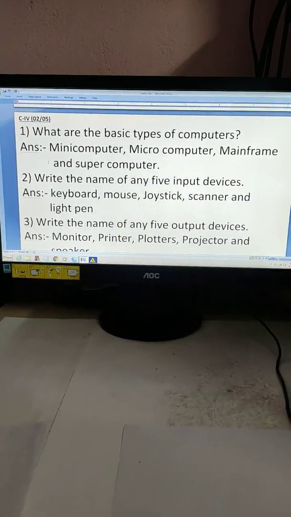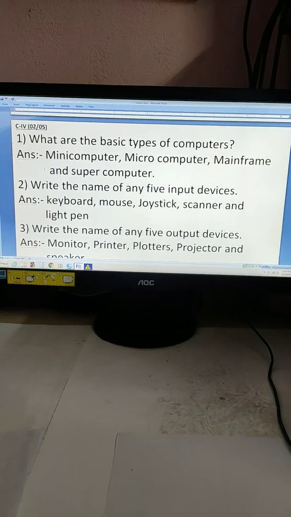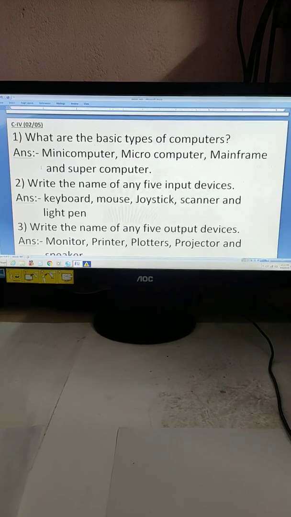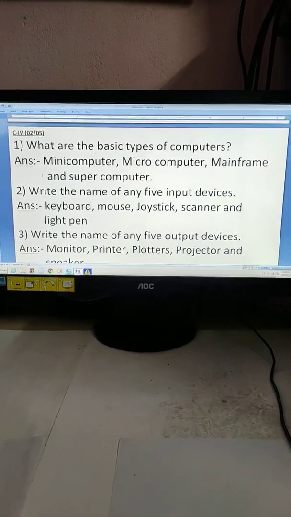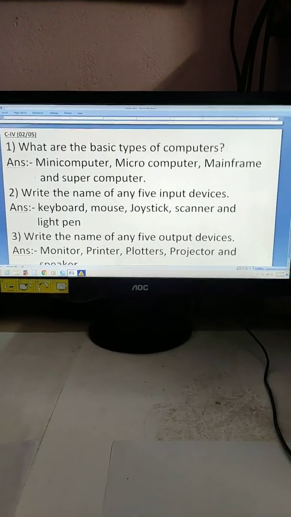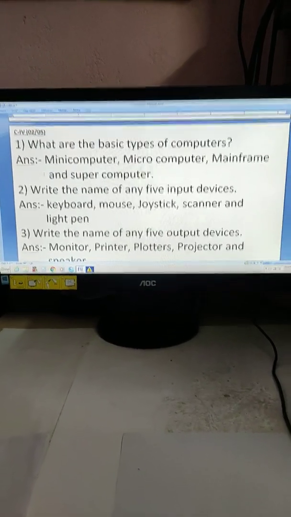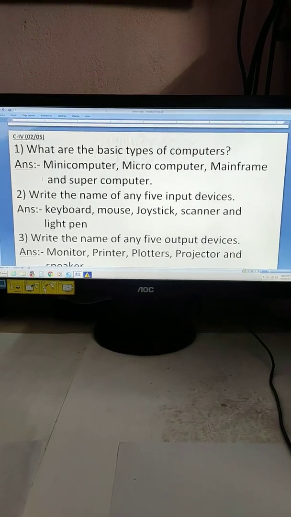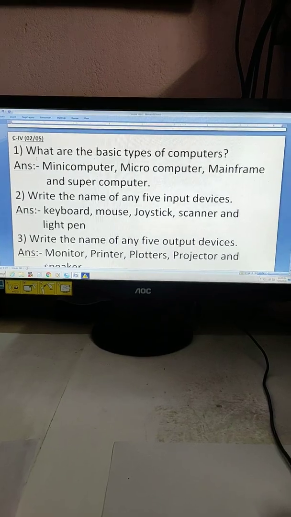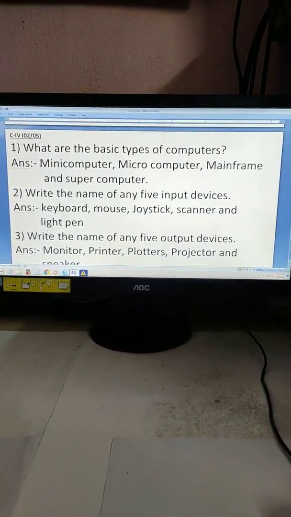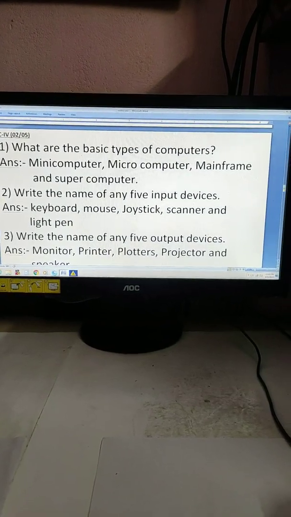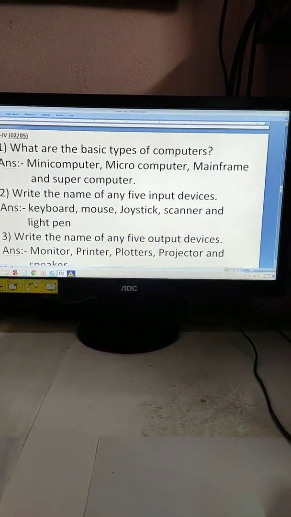So the question is, what are the basic types of computers? The question is already with you from the previous class. Now I am going to solve the questions, meaning writing the answers. So what are the basic types of computers? You will write all the answers in your copies or notebooks: minicomputer, microcomputer, mainframe and supercomputer. These are the basic types of computers.